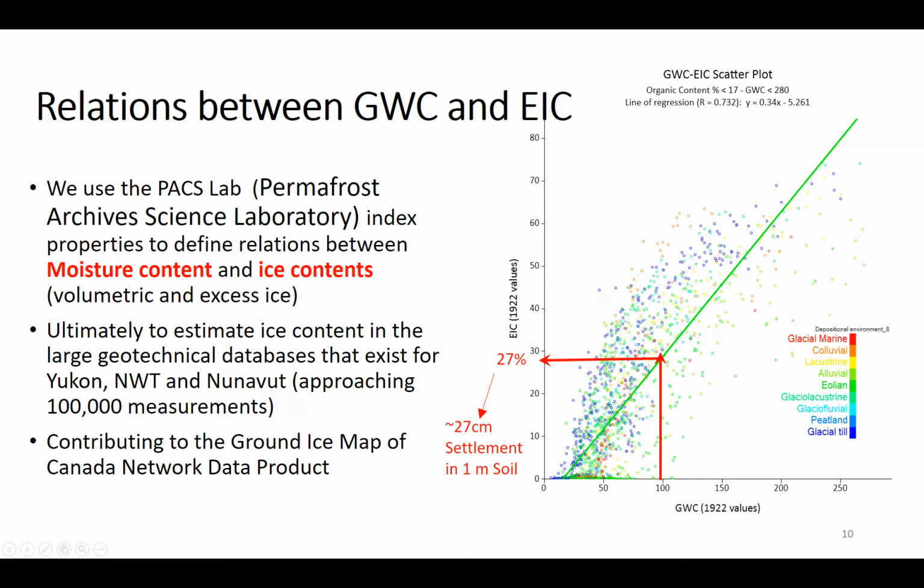Normally, for 1 meter of soil, we can expect around 30 centimeters of settlement. So it's very important for geotechnical design in northern regions, especially in Yukon and Northwest Territories. And we're going to make a map of predicted excess ice content, say a ground ice map of Canada, during this project.